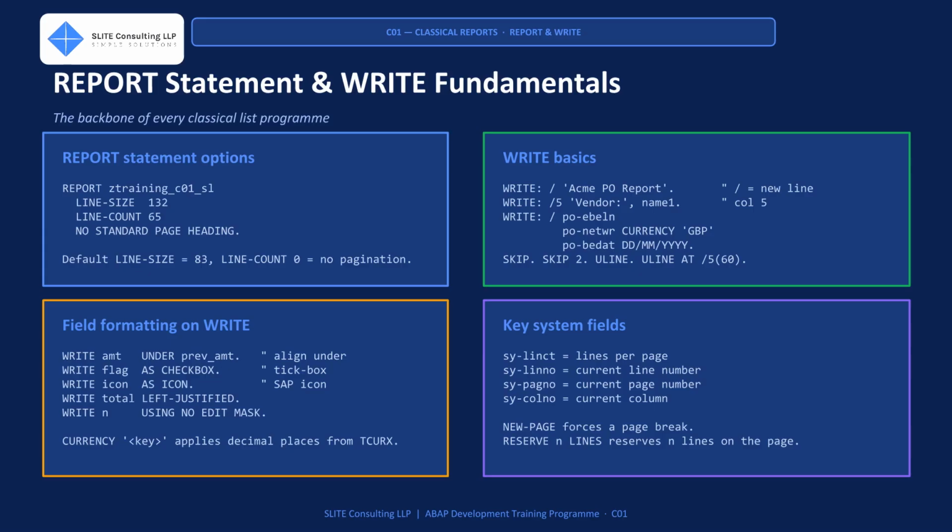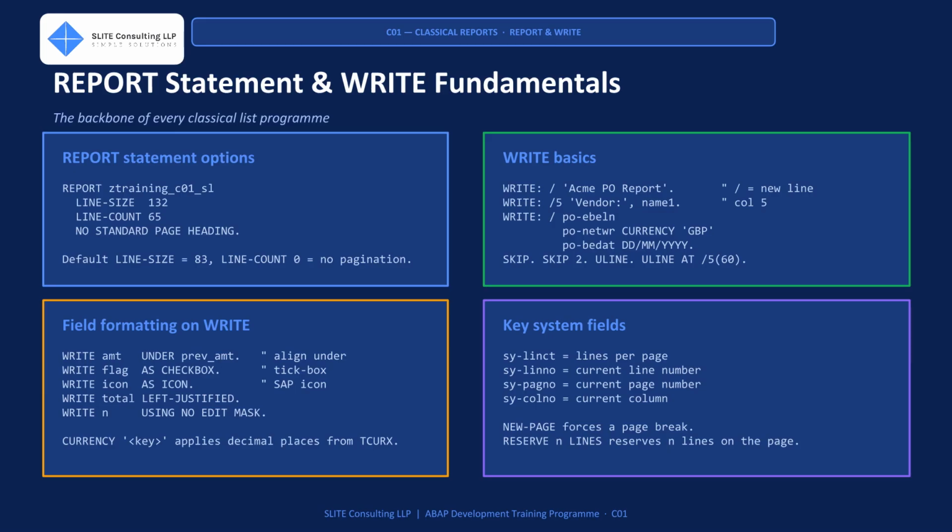Formatting additions on WRITE are powerful. CURRENCY GBP formats a packed decimal with the correct decimal places and thousands separator for that currency. DD/MM/YYYY formats a date field. AS CHECKBOX renders a character field as a tick box. UNDER positions output directly under a previously written field, useful for aligning totals.